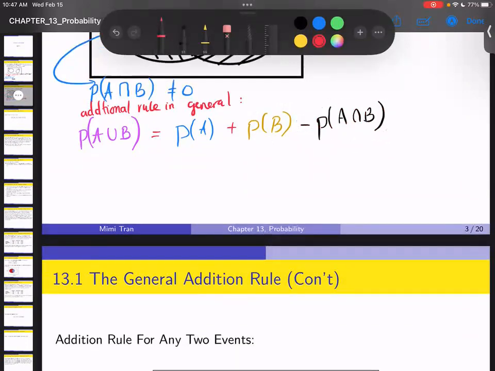Let me ask you something. I have P of A union B. This one right here is a probability where A and B are disjoint. And I wanna ask you, which one has a larger probability? The one that union is disjoint case or the one with the formula above? Which one has a bigger probability?